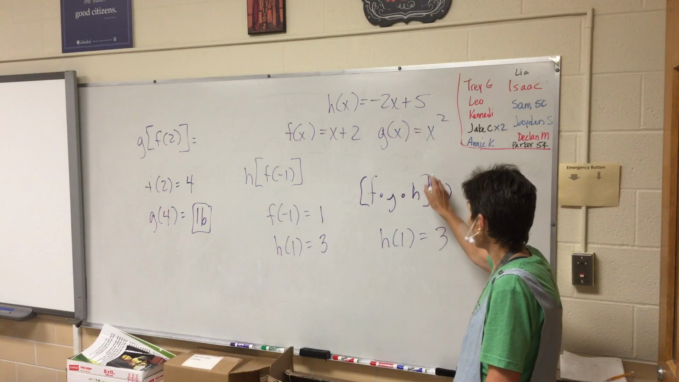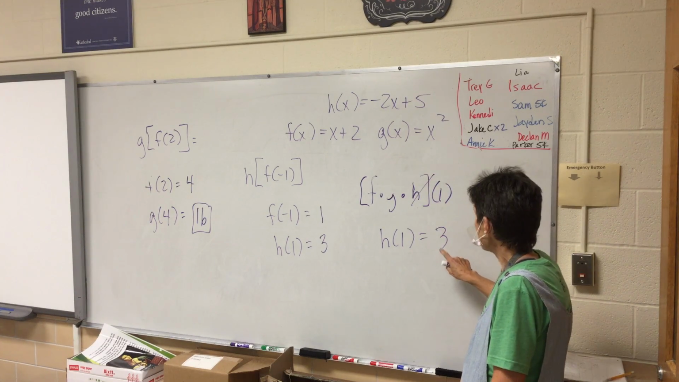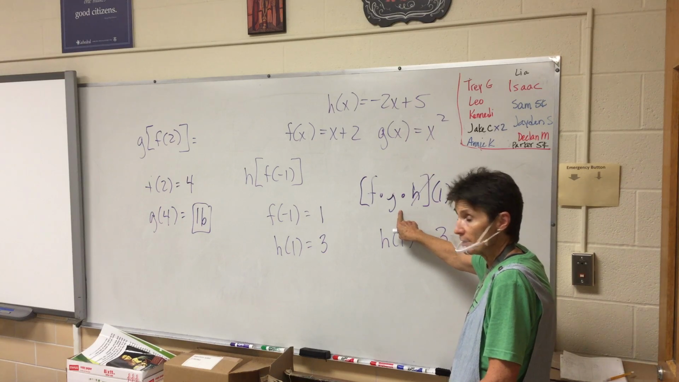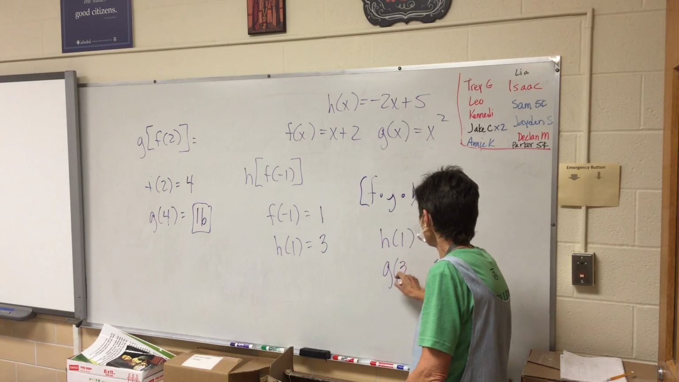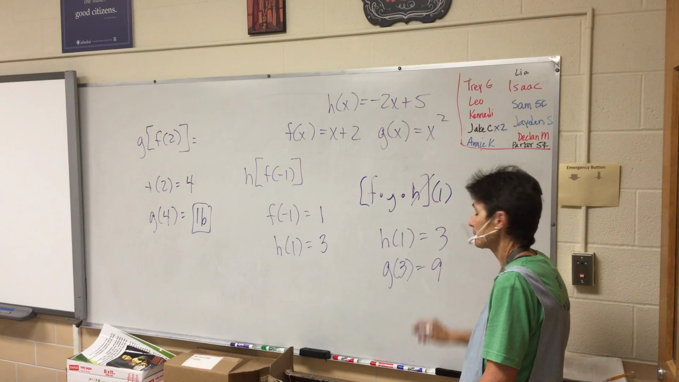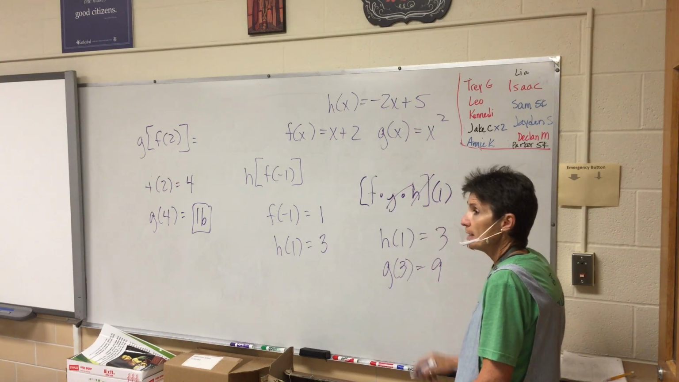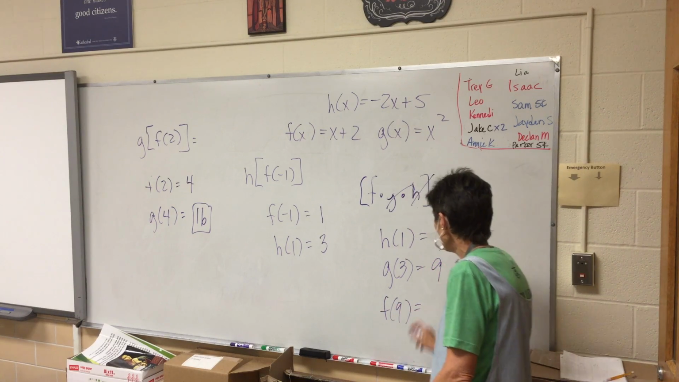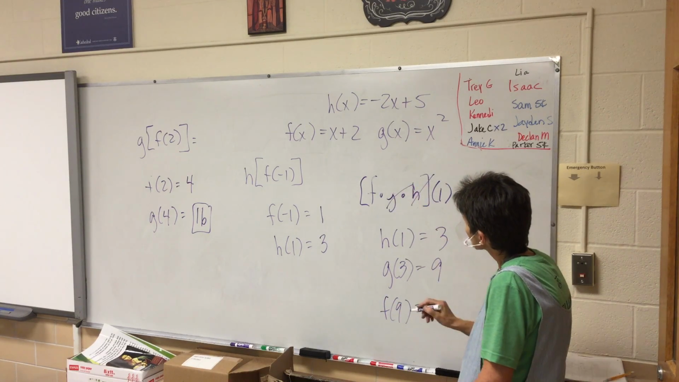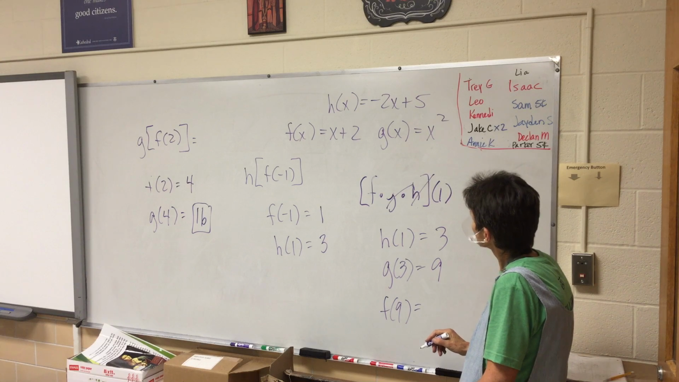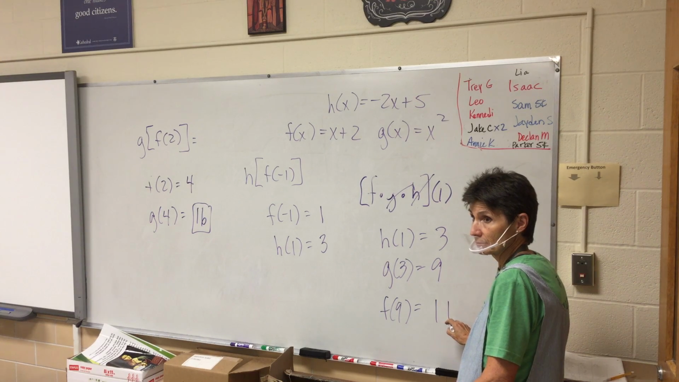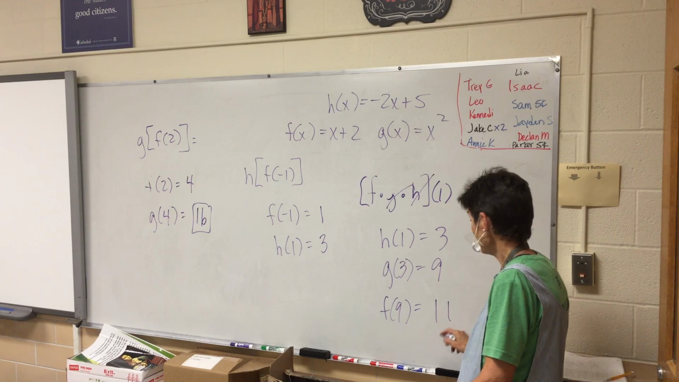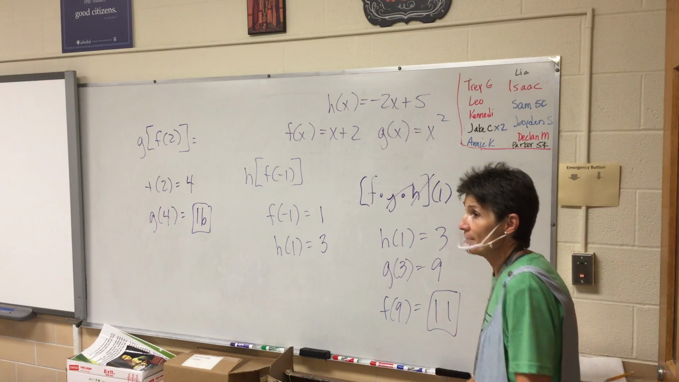Now we take the 3. That was the h. Now I take the 3 and put it into g. So what's g of 3? 9. That's g. Now I take the 9 and put it into f. 9 plus 2? 11. Yeah, that's math, folks. And that's our answer.